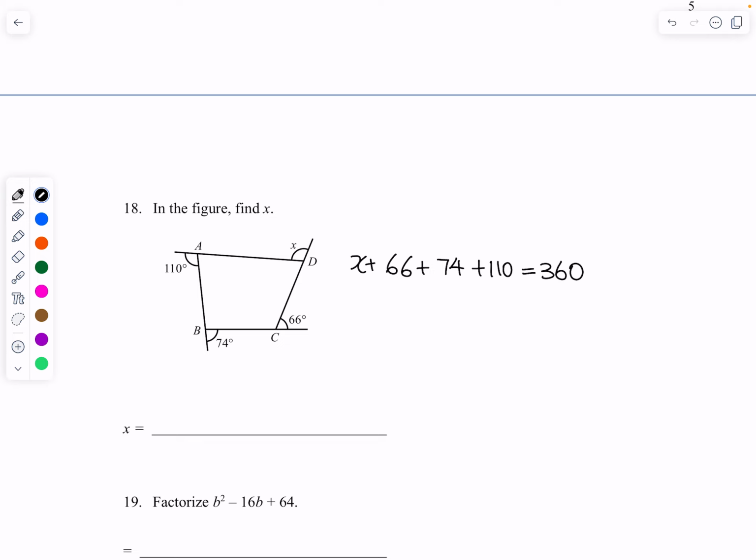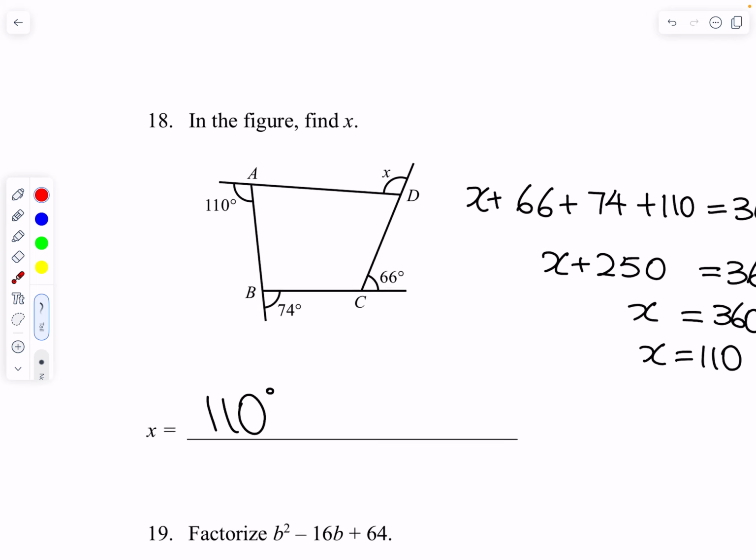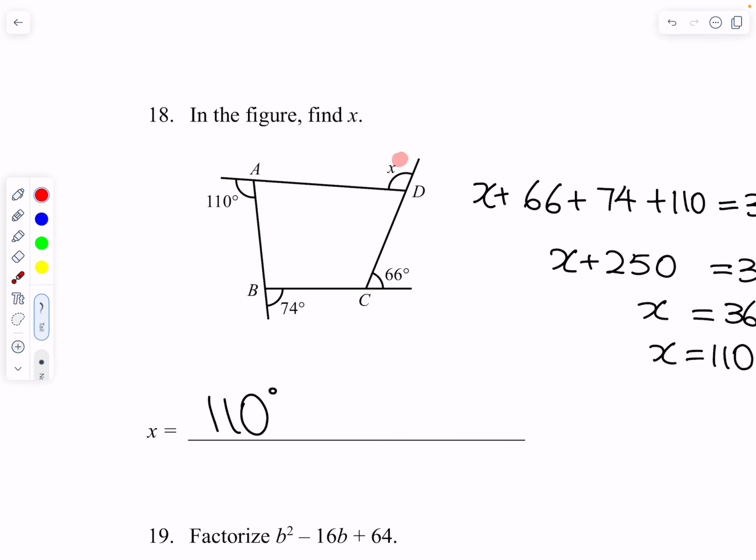360. And then can you calculate 66 plus 74 plus 110? What do you get? 250. And then 250 goes to the other side, it becomes minus. So 360 minus the answer, you will get it as 110. Don't forget the degree sign. If there is no degree here, then you put the degree. But if the question already has the degree, then you don't need to put the degree sign here. Okay, cool.